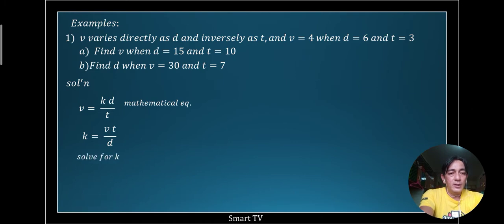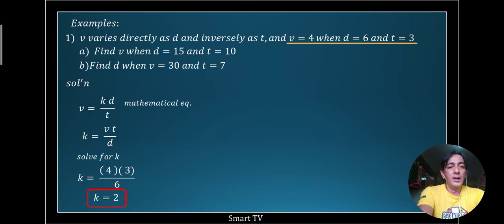So, ayan. Let us solve for k, yung constant natin. Ang b daw natin ay 4 and d is 6 and t is equal to 3. Masosolve natin siya by substituting that in the equation of the constant. So, k now is equal to 4. Yung t natin ay 3. Tapos yung d ay 6. So, we have 12. Yung numerator natin ay 12 divided by 6. So, k is equal to 2.